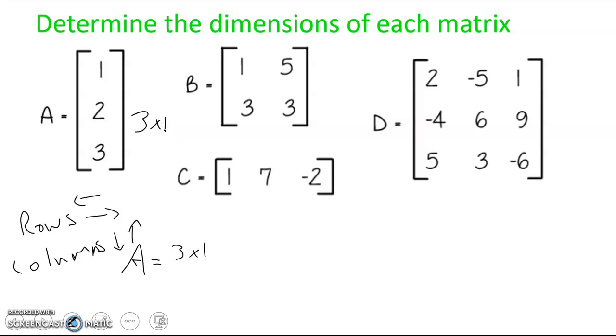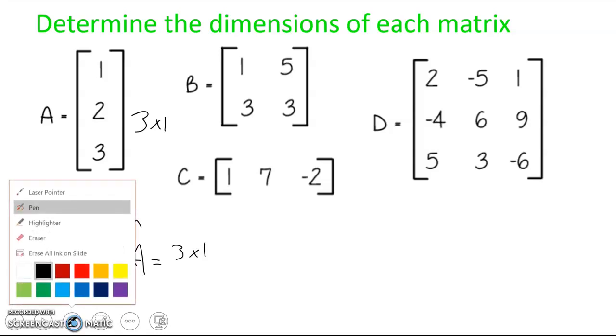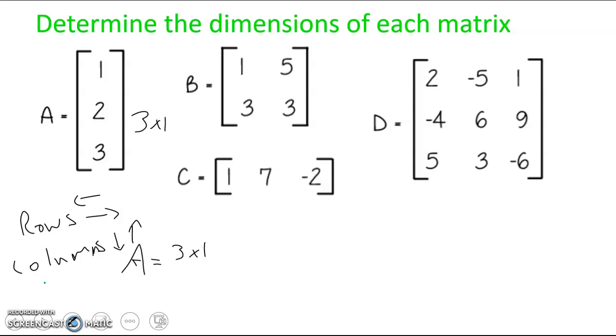Now if we go to B, we're going to color code some of these here. Let's try and go green with this. With B, let's look at the rows. I go 1, 2, going left to right, 2 rows right there. And then when I go up and down, I got 1 and then 2, all right? So we counted 2 rows going left to right, and we counted 2 columns going up and down, which gives us a 2 by 2 matrix.